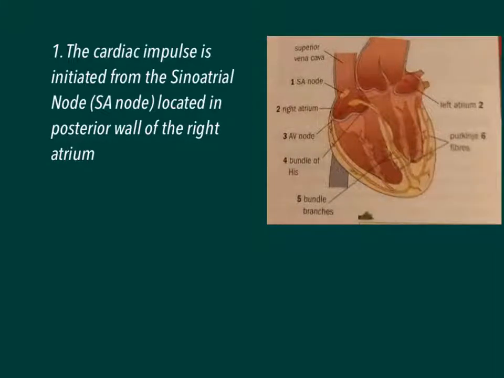So the first stage of the conduction system involves this cardiac impulse, this electrical impulse that we've been talking about, which is initiated from a node which is called the sinoatrial node, which you can see right here on the diagram marked at number 1. And this SA node is located in the posterior wall of the right atrium. So remember, in any heart diagram, this would be the right hand side.